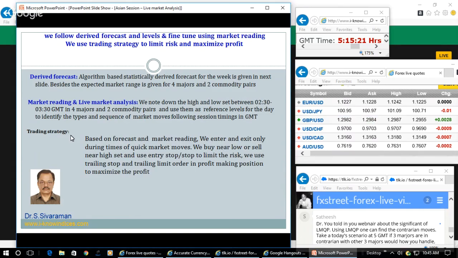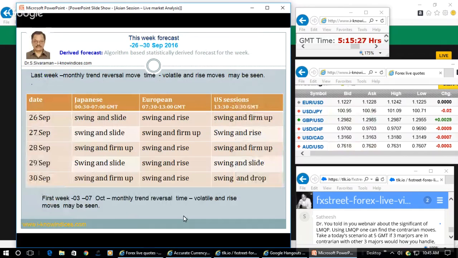Now let me explain the forecast. So this is the last week of the month of September. The market is going to exhibit volatile moves. So when there is a volatile move in the market, we need to understand that the players are going to make some whipsaw moves in the market. That is, they will quickly gain and quickly drop the levels in order to hit the stops and earn as much as possible in order to meet the monthly target.